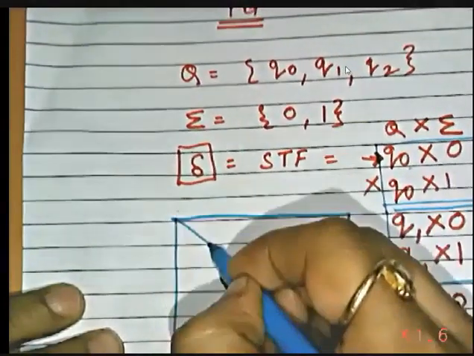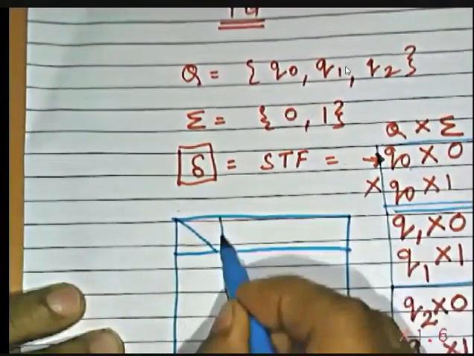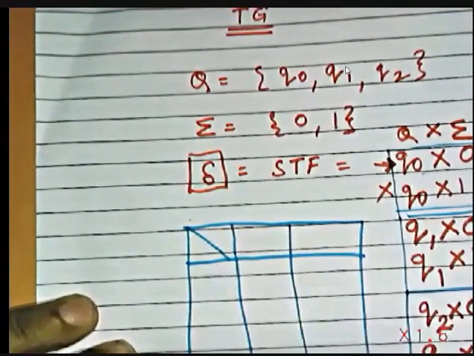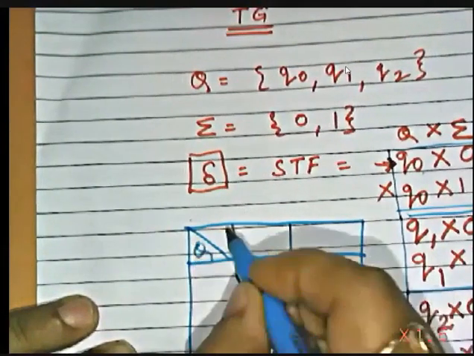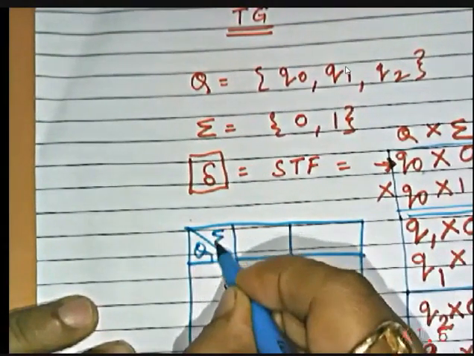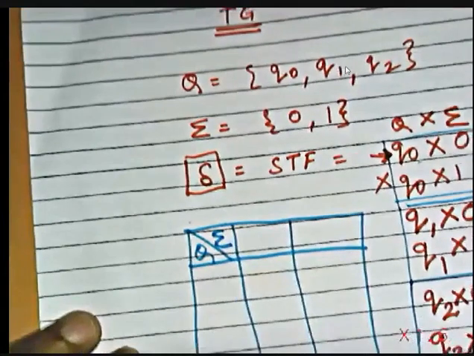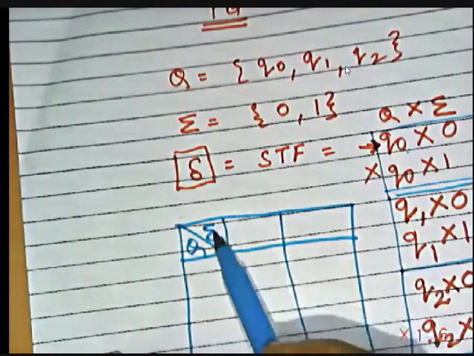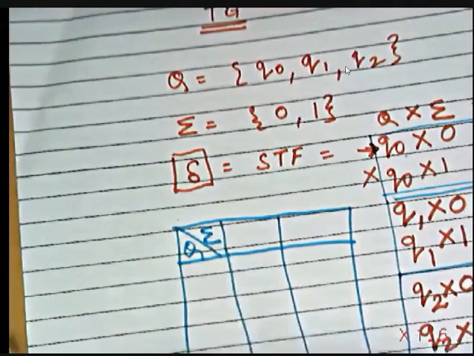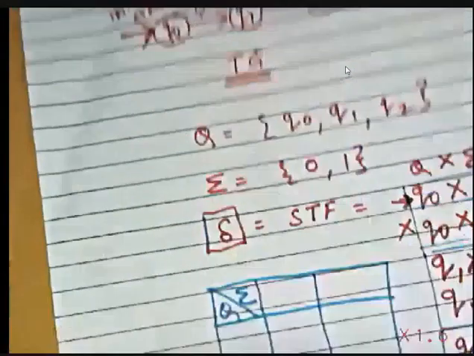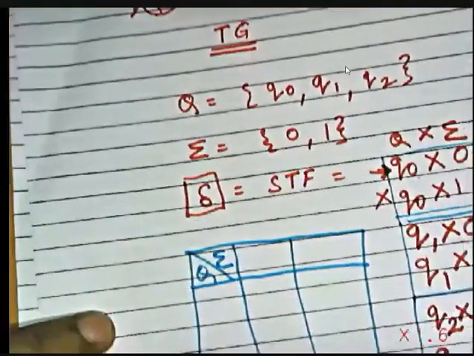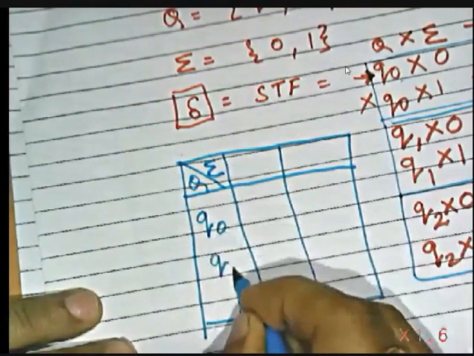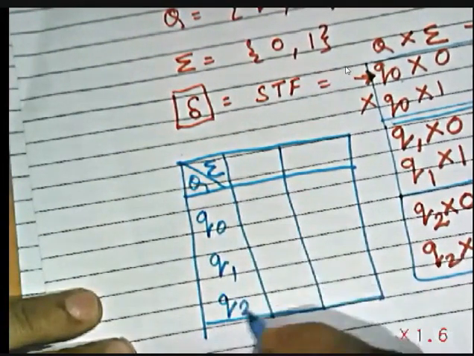So how many rows and how many columns will be there? The rows are representing the states and the columns are representing my input. Same way we have represented in finite state machine. Here we have written S and here we have written I. So very first we will note down all the states. How many states are there here? Q0, Q1 and Q2. Is it clear?